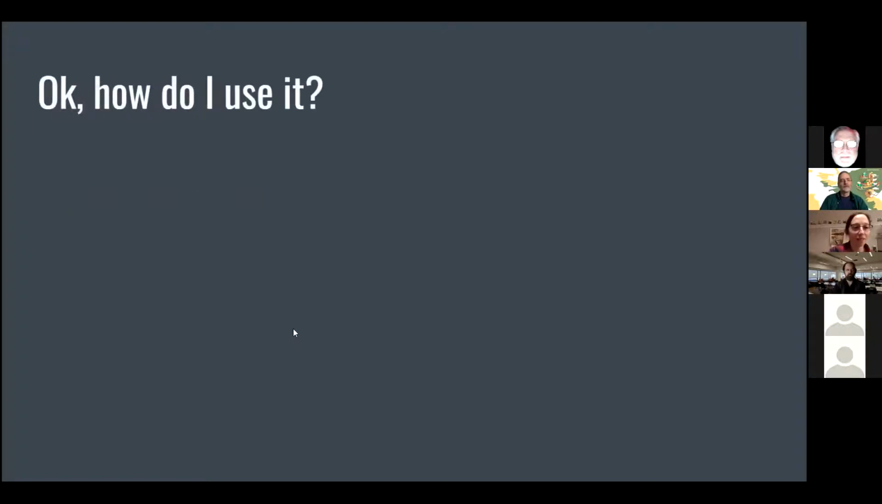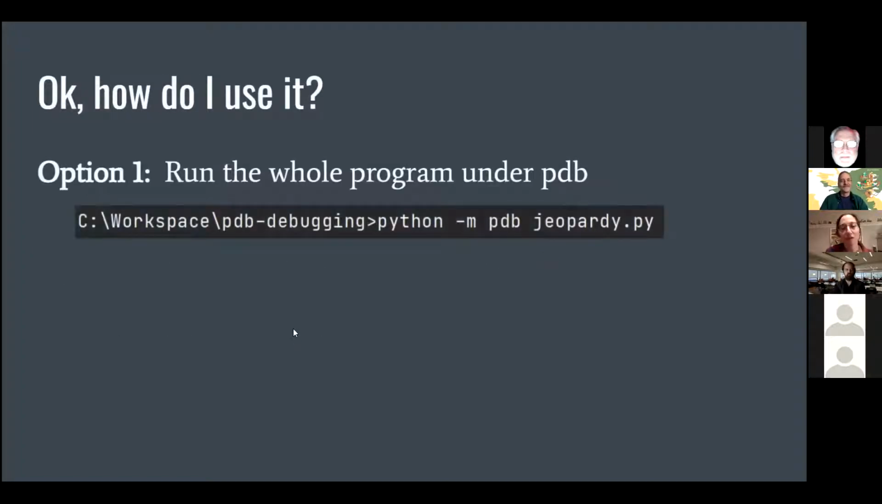All right, how do we use it? So there are two basic ways to use PDB. Option one is to start the whole program under PDB, so using PDB to go through it and process your program. What this will do is spin up your program and stop before any line has been executed, even the import statements. And from there, you have control over how the program advances.